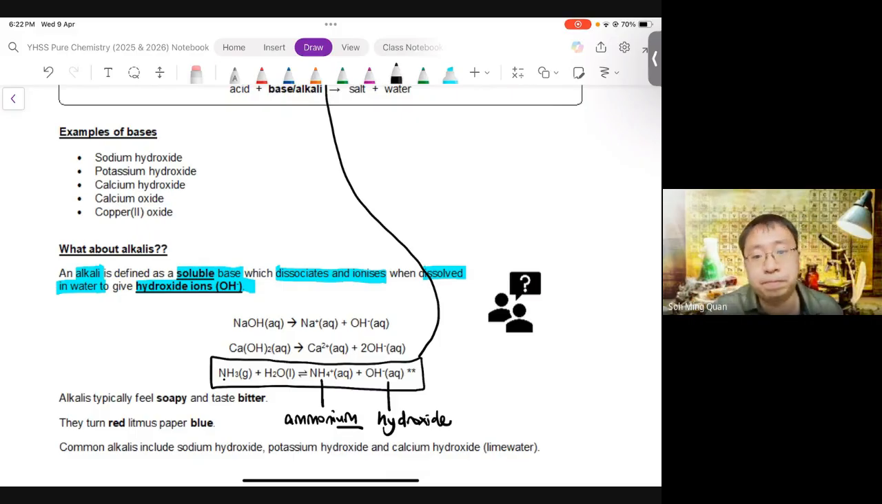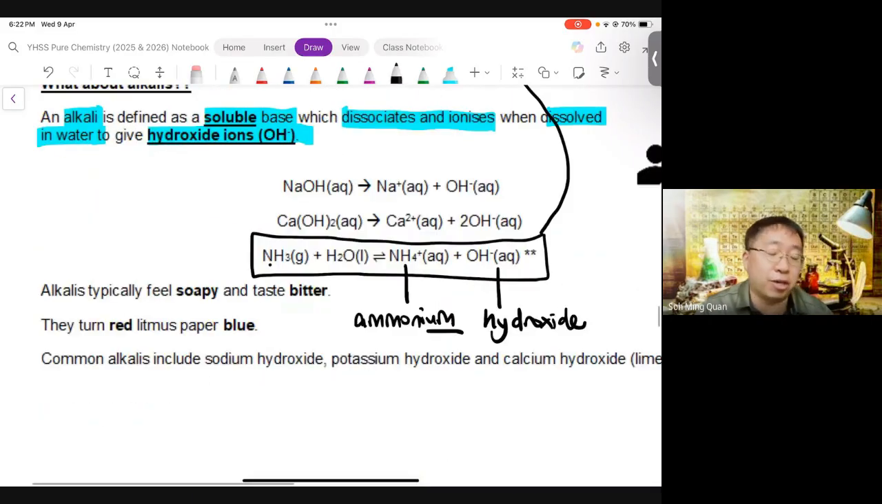That's why the salt form of ammonia is ammonium, because it forms NH4 plus when you add H2O to ammonia. And that's why in the past, especially when I was a student, I learned ammonium hydroxide. Okay, because ammonia dissolved in water effectively forms ammonium hydroxide. But why don't we call it ammonium hydroxide anymore? The reason is because of this arrow.